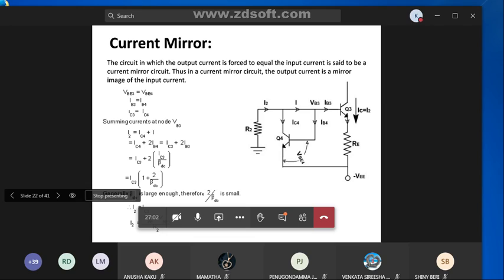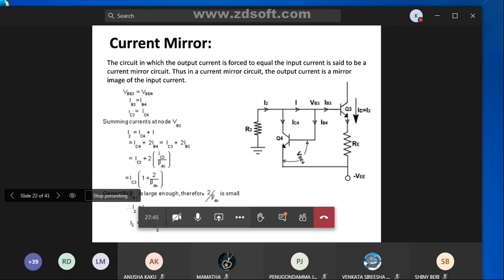So here I2 equal to IC3 plus 2 into IC3 by beta, because in place of IB we can write IC by beta. So take IC3 common: IC3 into 1 plus 2 by beta DC, right? Here the 2 by beta DC value is small because beta changes from 50 to 500. So that's why this ratio will be low.